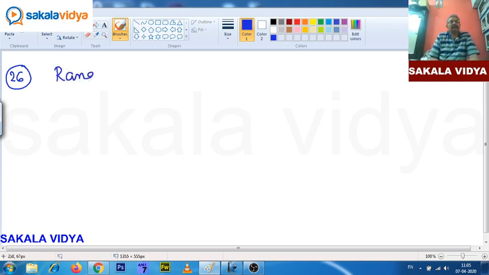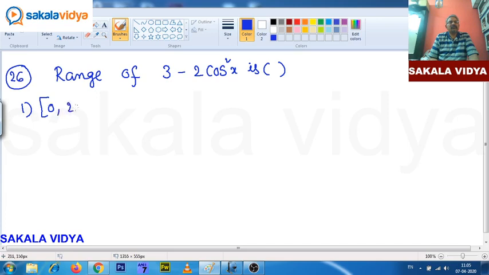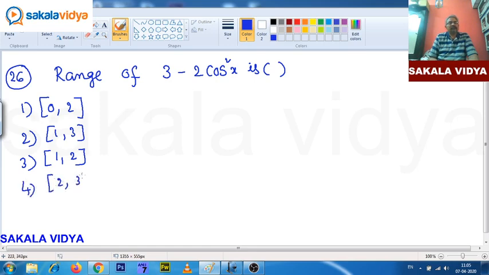Range of 3 minus 2 cos square x is: first option, closed interval 0 comma 2; second option, 1 comma 3; third option, we have 1 comma 2; fourth option, we have 2 comma 3. Okay. This is the question.